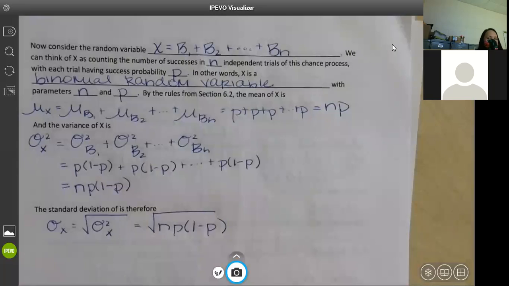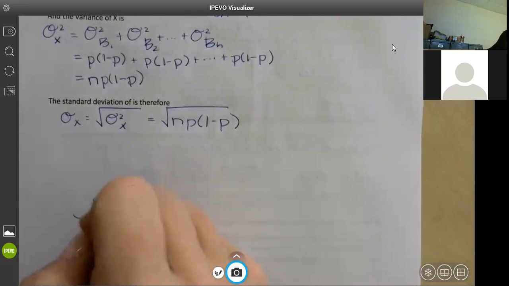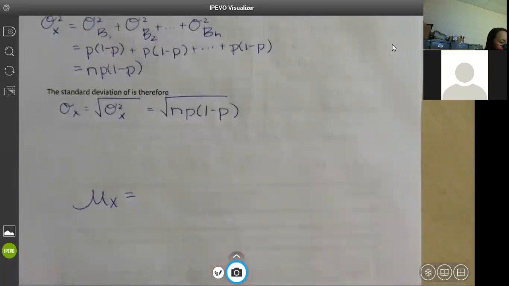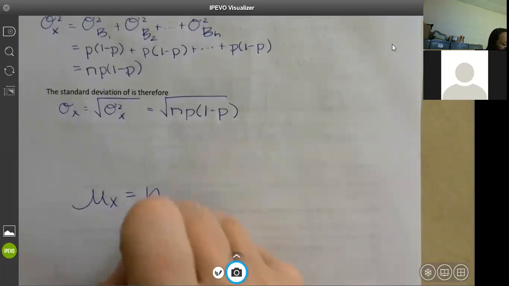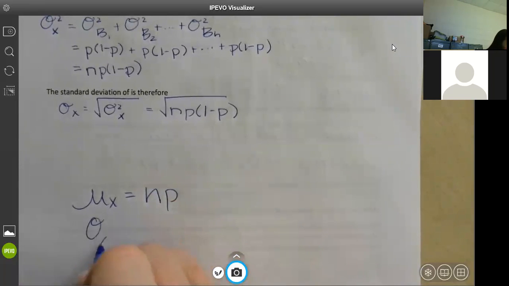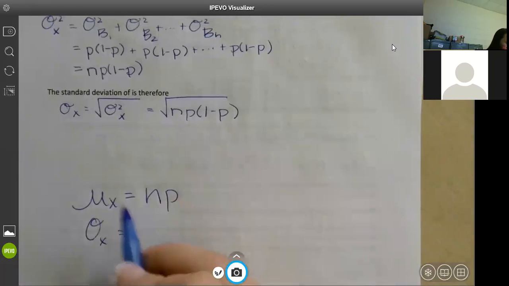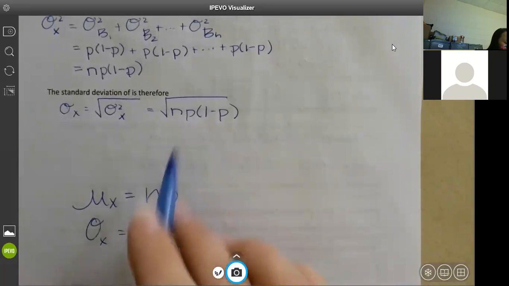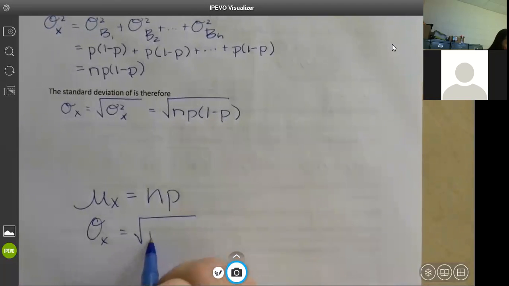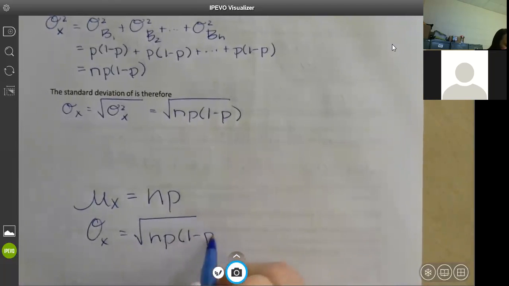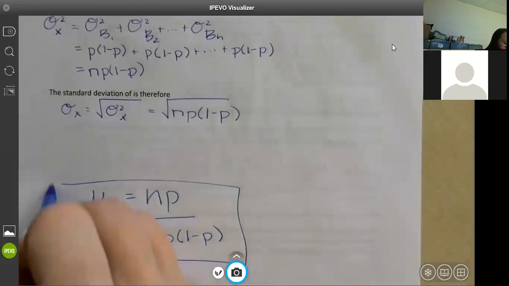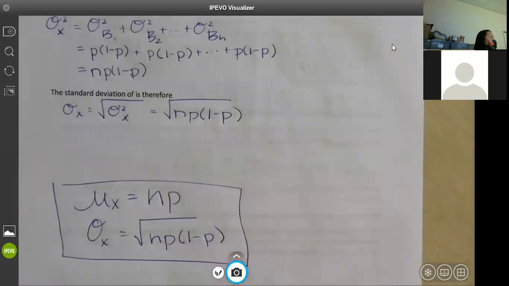All right, so the big thing is, remember, what's the formula for mean? NP. What's the formula for standard deviation? It's right there. Perfect. These are the formulas you need to know. All that other part was just deriving those formulas and where they came from. So if you didn't get any of that, it's okay. It's not important.